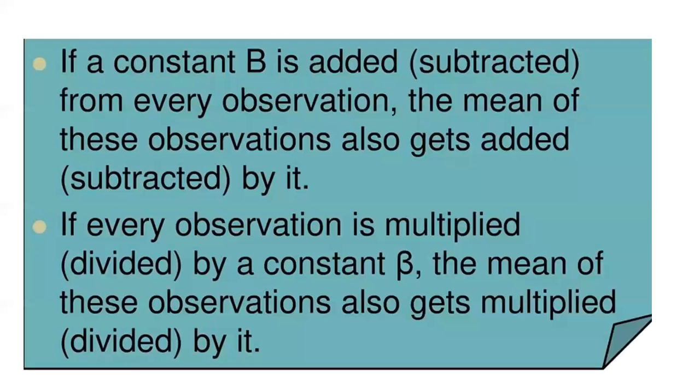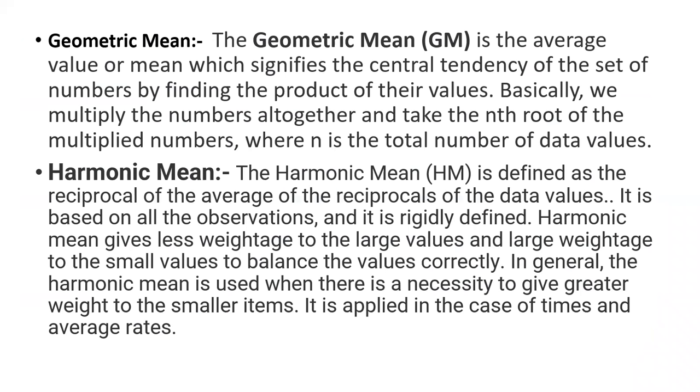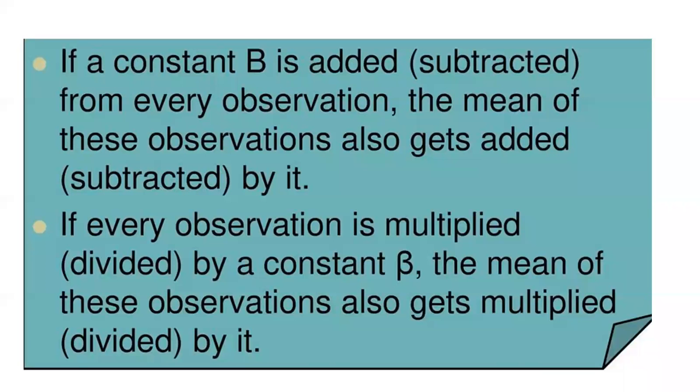Then we are starting with the properties of the different measures of central tendency. This part is very important from the exam point of view, because these properties become the base for statement-wise questions to find the correct or incorrect statement. These are the properties of the arithmetic mean.